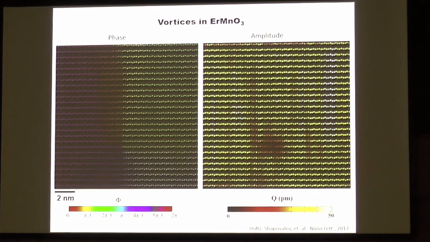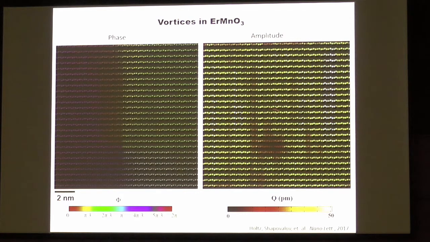We also see vortices in this material. This is where all 6 ferroelectric domains are winding around a single point. And here we can see that it's actually going down to one atomic column in this crystal. So all 6 of the phases are wrapping around one single point.